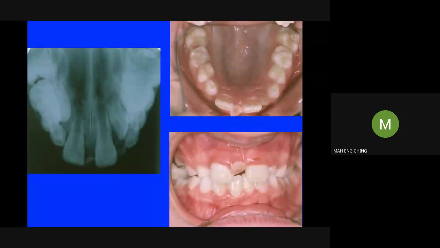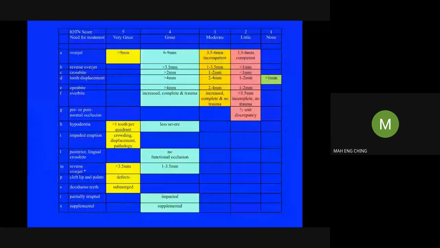So for example, this one, they have a retained deciduous tooth. Then for IOTN, it's graded as nothing, but you still have to do something. You have to take out the deciduous tooth and let the median diastema close, even though it's graded as nothing. So this one I talk about it.